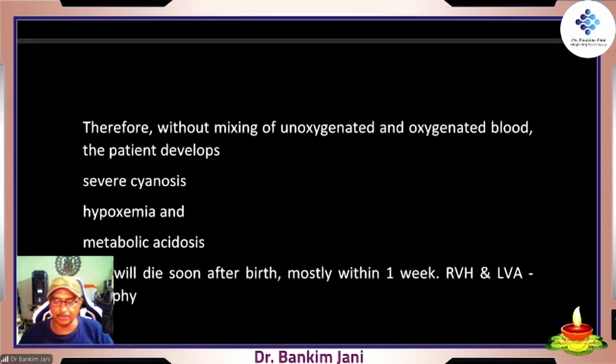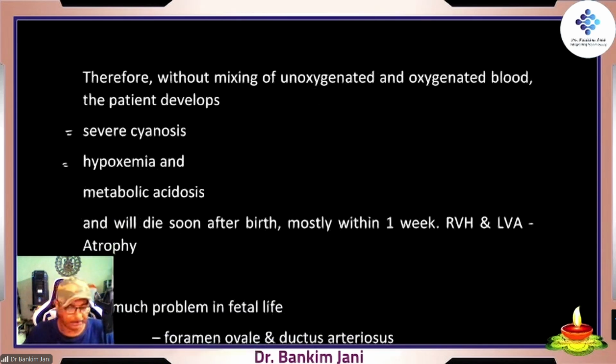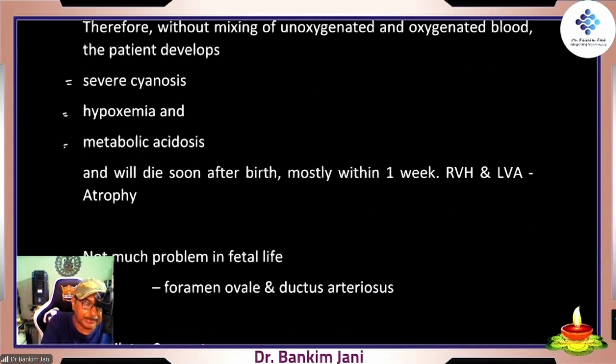Therefore, without mixing of unoxygenated and oxygenated blood, the patient develops severe cyanosis and hypoxemia, right? Decreased oxygen. And then there is metabolic acidosis. This metabolic acidosis is another topic, right? Metabolic acidosis, metabolic alkalosis, respiratory acidosis, and respiratory alkalosis.